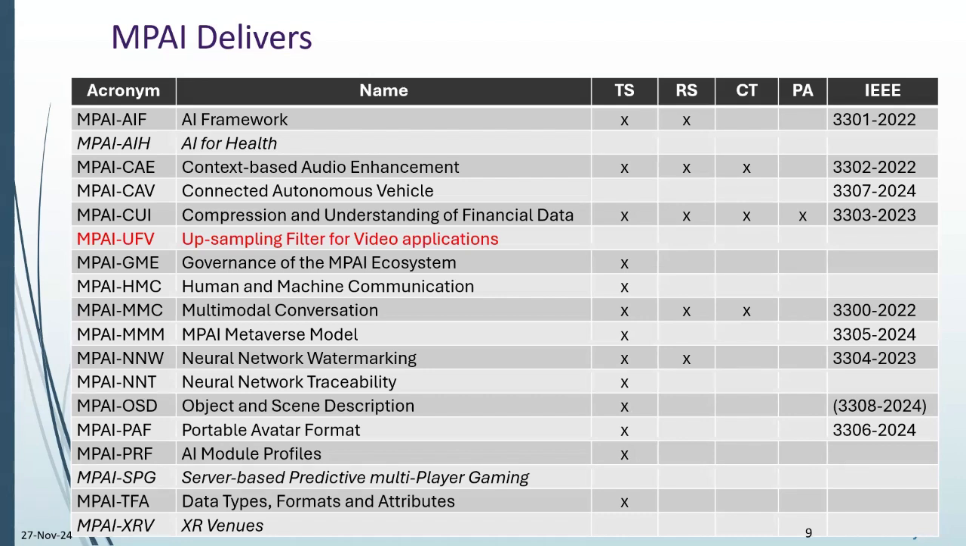So this is a list of the standards that MPAI has developed so far. The red one, of course, is the upsampling for video applications, which is not a standard yet, but it has been added to this table, together with other standards that are still under development. Actually, AI for health is under development. So is survey-based predictive multiplayer gaming, and so is XR venues. So this is what MPAI has done to respond to its mission of developing data coding standards using AI.